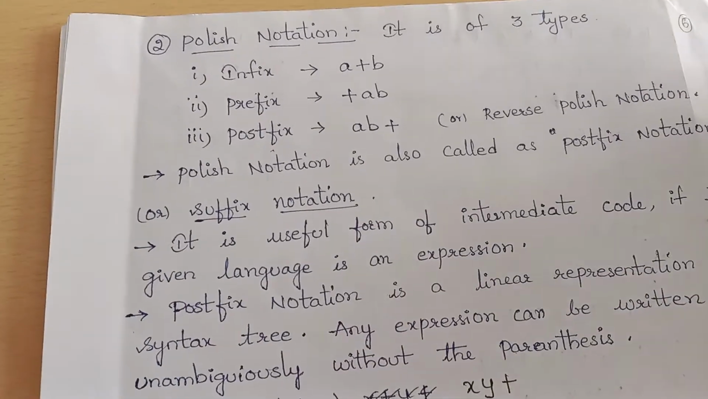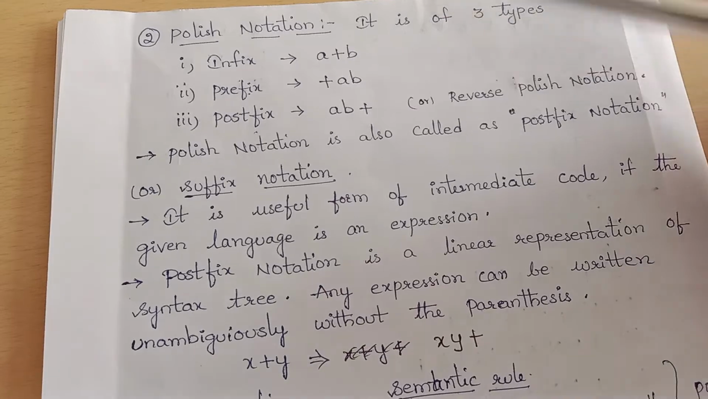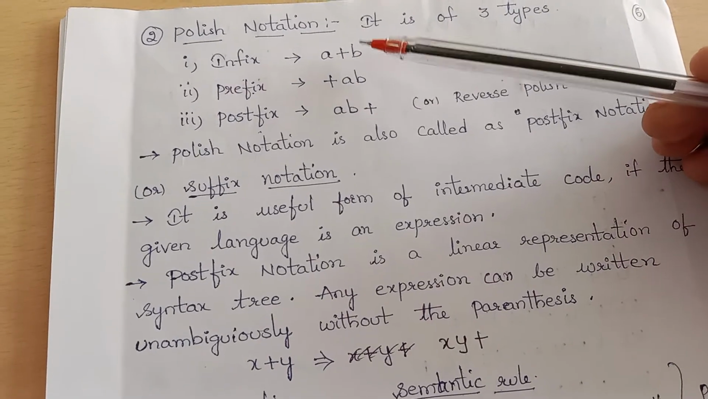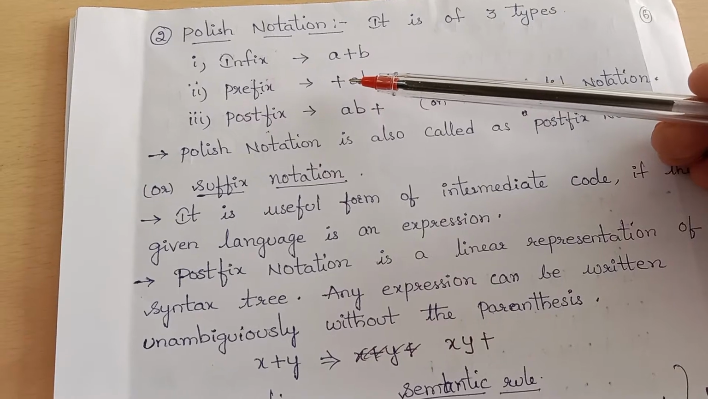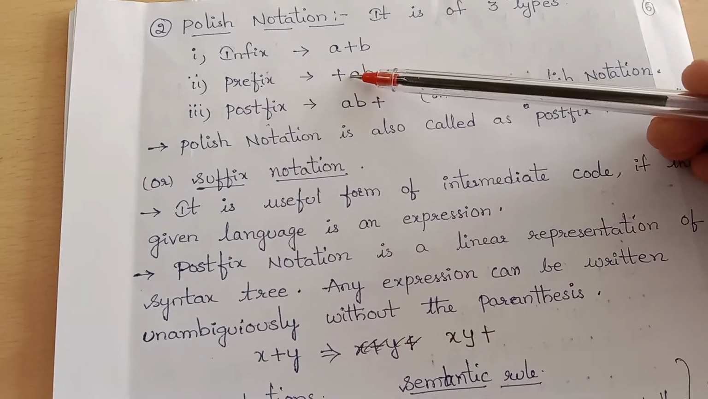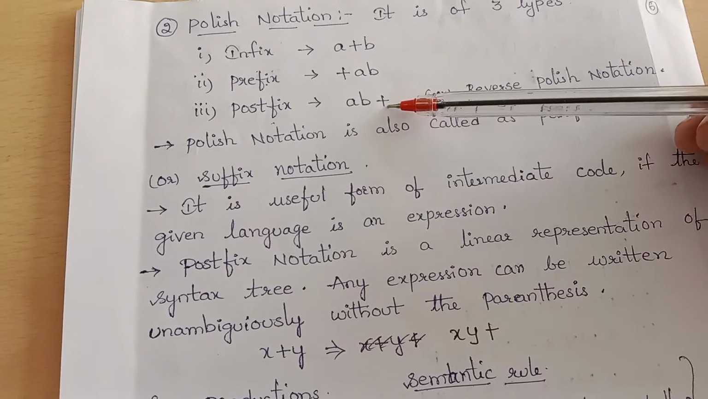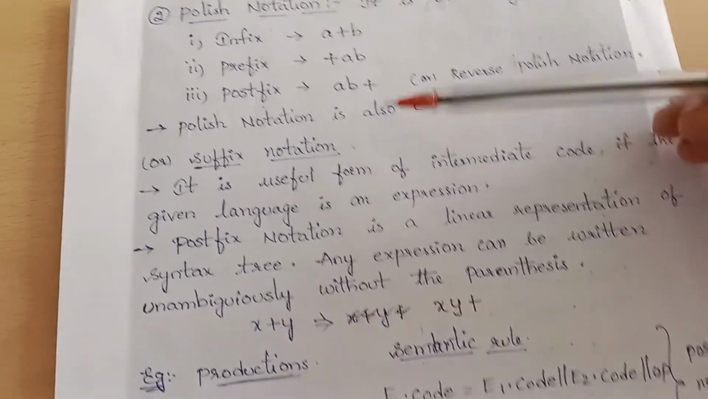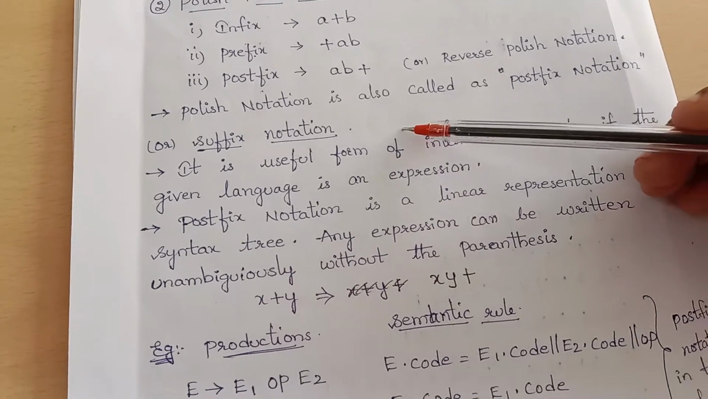Polish notation is of three types: infix, prefix, and postfix. If between the operands there is an operator, it is called infix. If before the operands there is an operator, it is prefix, and if after the operands an operator is there, it is called postfix. So Polish notation is also called postfix notation or suffix notation.